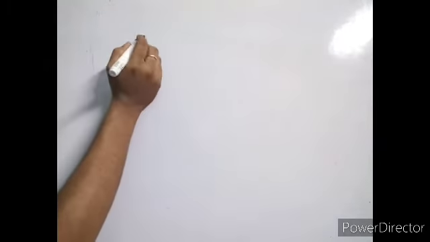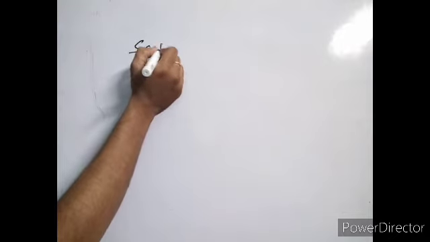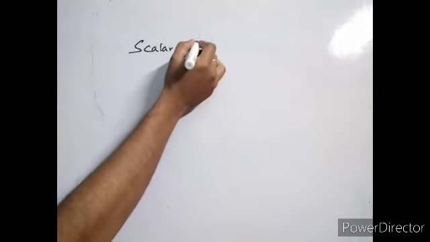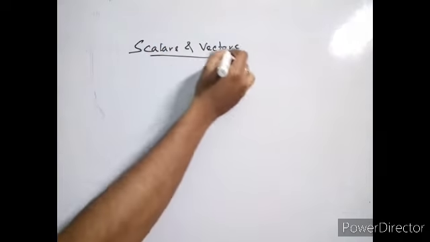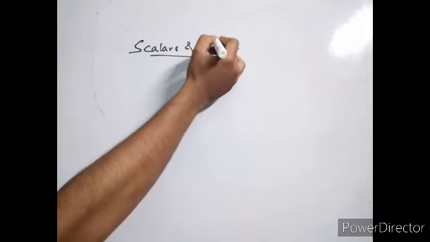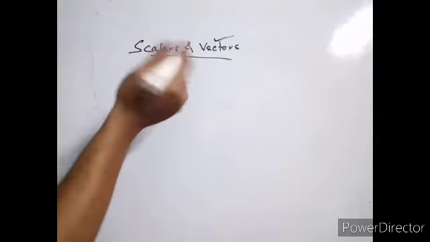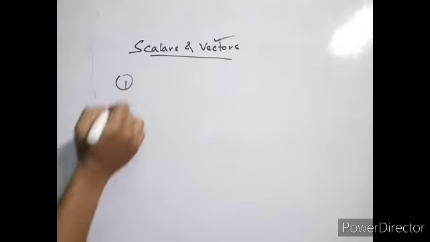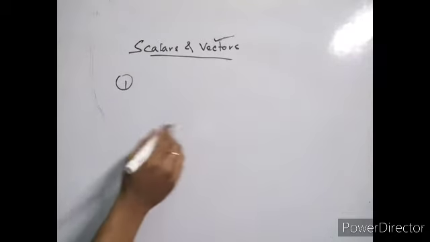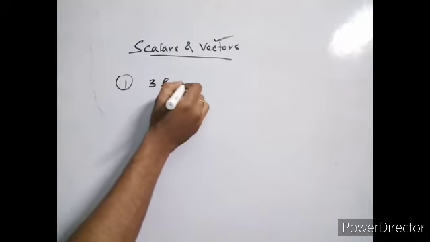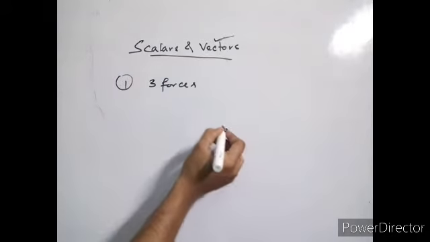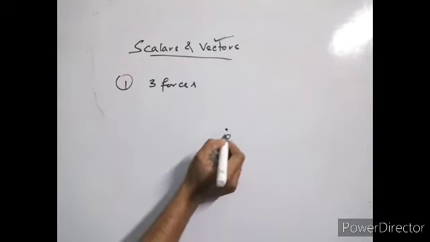Hello. Now this video contains some numericals on scalars and vectors. We'll be basically considering the vector part, and later on we'll be dealing with scalars. So the first question gives three forces which are acting simultaneously at a point.